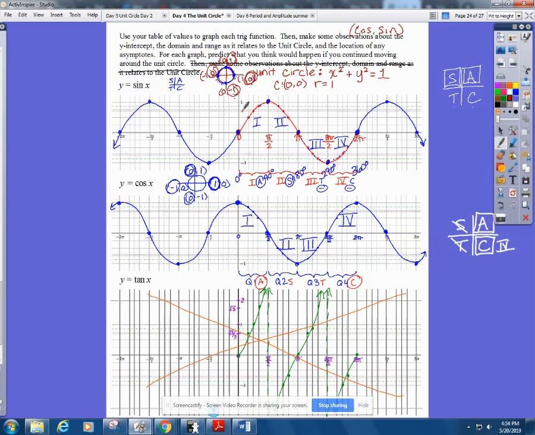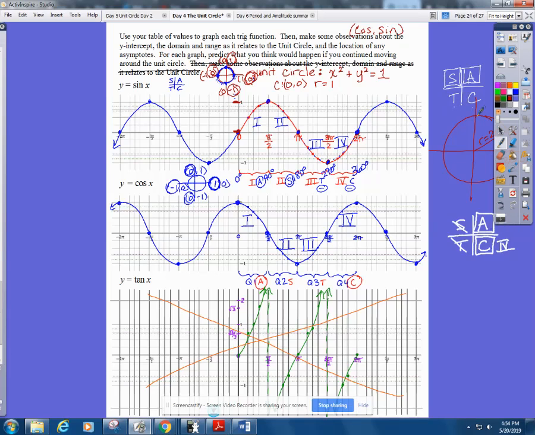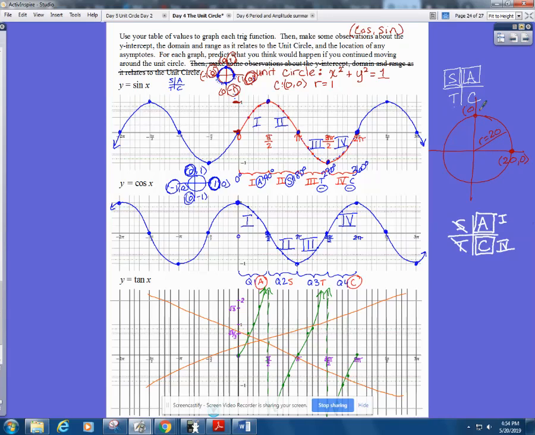And again, this right here represents the radius, 0 to 1. If I change this unit circle, and instead of giving you a unit circle, I give you a big circle with a radius of 20, then this wouldn't be the point 1, 0. This would be the point 20, 0. And up here would be the point 0, 20. And right here, negative 20, 0. And right here would be 0, negative 20.